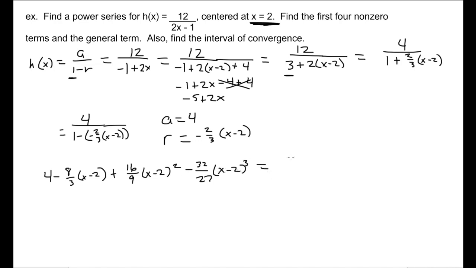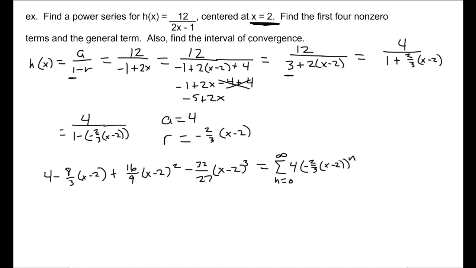And we can take that out to infinity, but we're not going to write that much. I don't want to be here that long. We're going to write the sum from n equals 0 to infinity of a, which is 4, times the r, negative 2/3, times x minus 2, to the nth power.